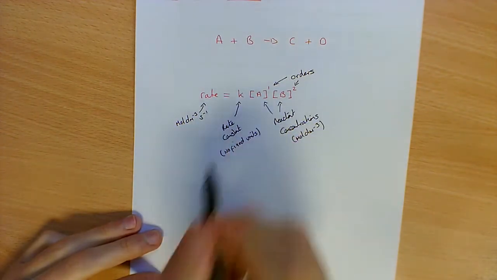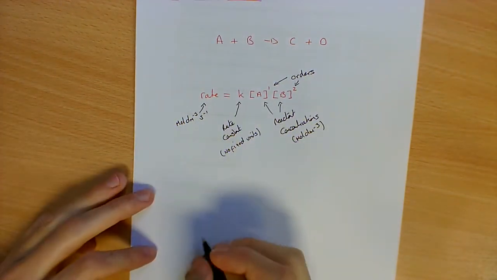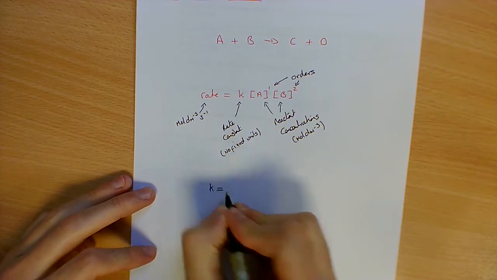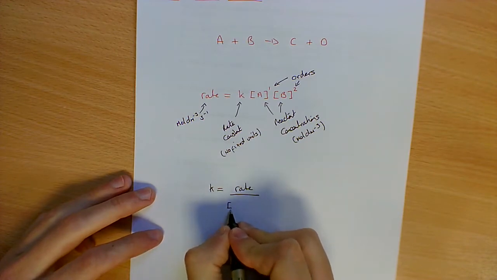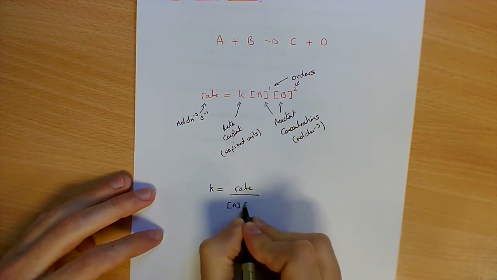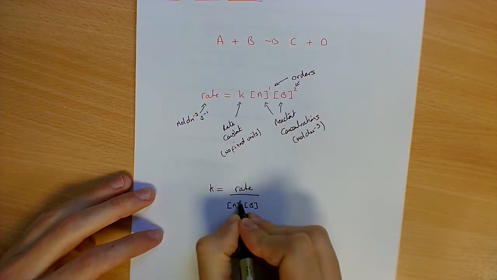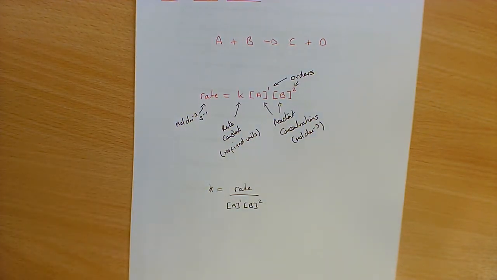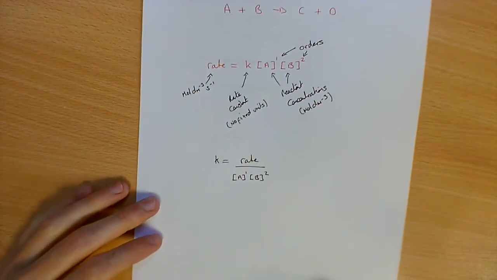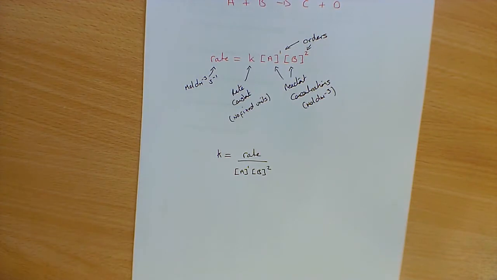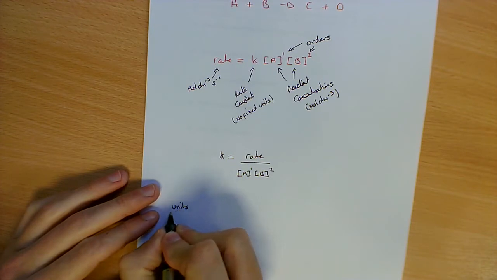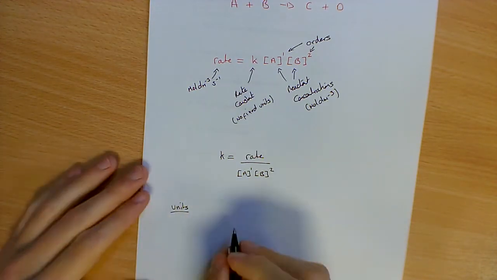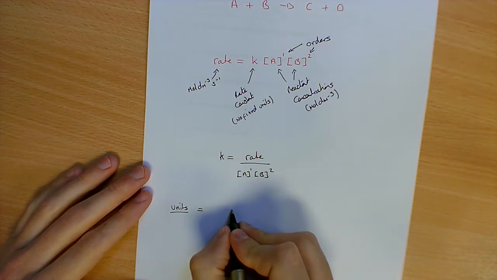But for now, we just settle with the fact that you need to be able to rearrange this equation. So if I want to rearrange this for K, I would rearrange it to K is equal to rate divided by the concentration of the reactants raised to the power of their order. Okay, so we need to be able to make this rearrangement. And from that, we can then work out the units. So to calculate the units, we need to just remember that rate is always mole per decimeter cubed per second.